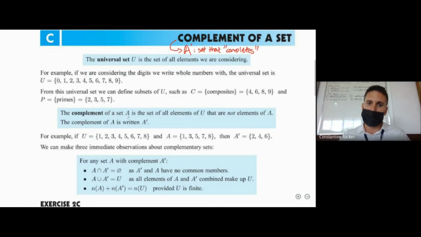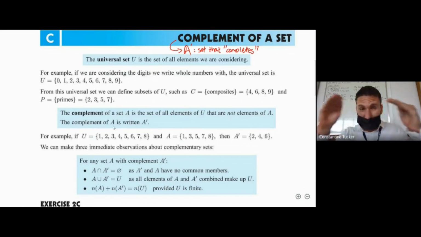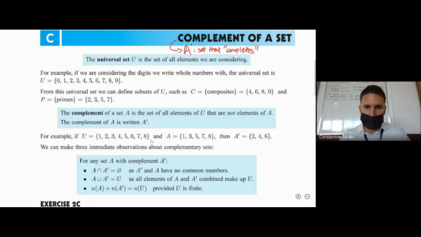So the complement of a set is basically everything which is not in that set. Everything from your particular problem, right? 1 to 8, these are your numbers. If we take A to be the numbers 1, 3, 5, 7, and 8, then this A dash is everything which is not in A. Everything from this set which is not in A. So what is not in A? Well, 2, 4, and 6, because everything else is in A. So you see, basically 1, 3, 5, 7, and 8 is in A, which means that leaves the 2, the 4, and the 6 to go into the complement of A.